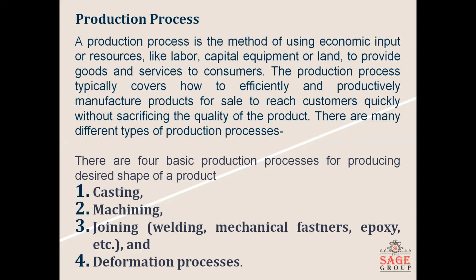So there are a number of types of production that we generally use in the industries, and these are listed below. The first one is casting, the second one is machining, the third one is joining. In joining, we have welding, mechanical fasteners, epoxy, and different kinds of bonds we can make. And the fourth one is the deformation process. These are a few selected production processes that we generally use in the industries.